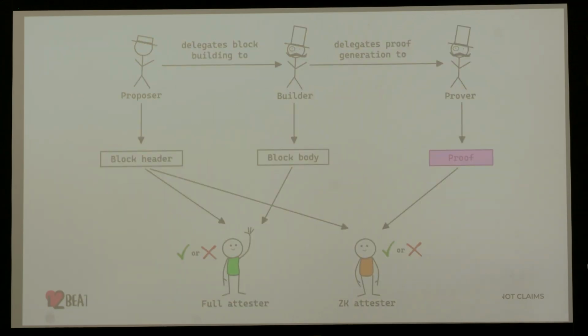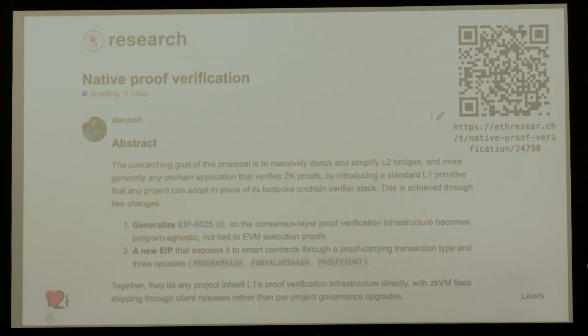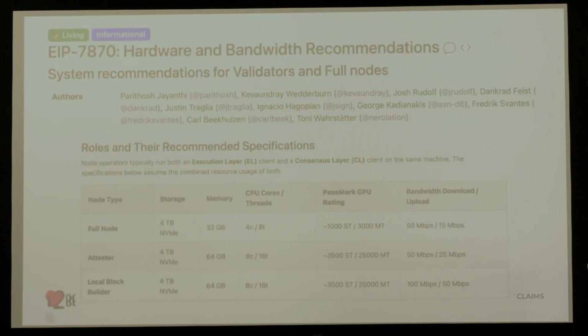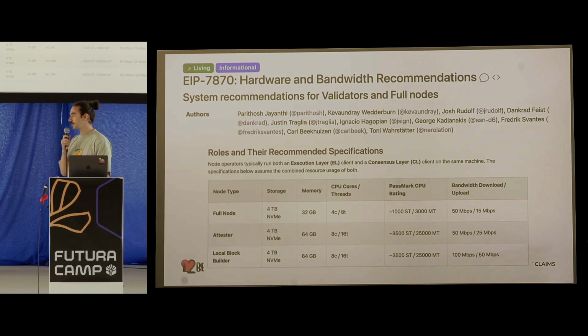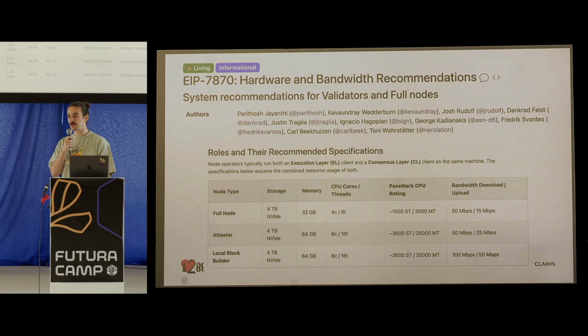So what is the difference between optional proofs and mandatory proofs? For this research, I need mandatory proofs. And the only difference between optional and mandatory proofs is that when we have optional proofs, we still need, as I said, to provide the option for full attesters to actually execute the blocks. There is this EIP that limits the hardware requirements for an attester.